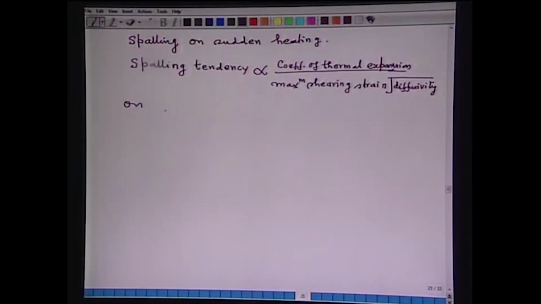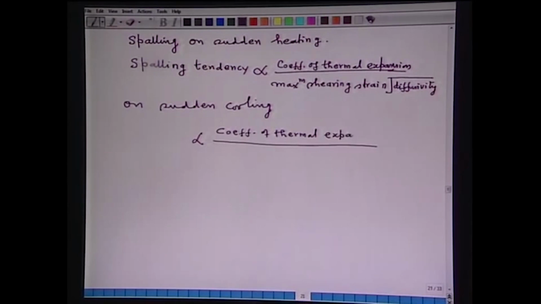Spalling tendency on sudden cooling is proportional to the coefficient of thermal expansion divided by maximum tensile strength into the square root of diffusivity.